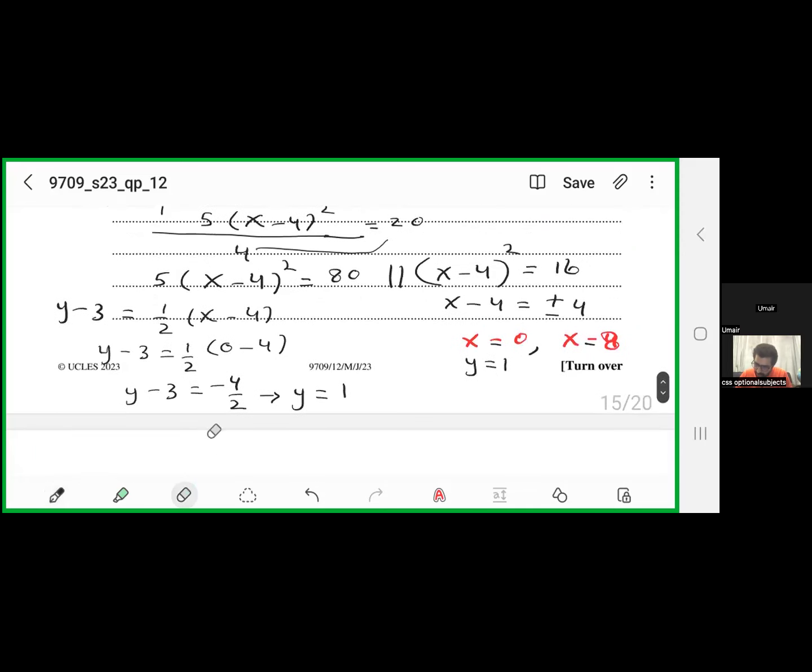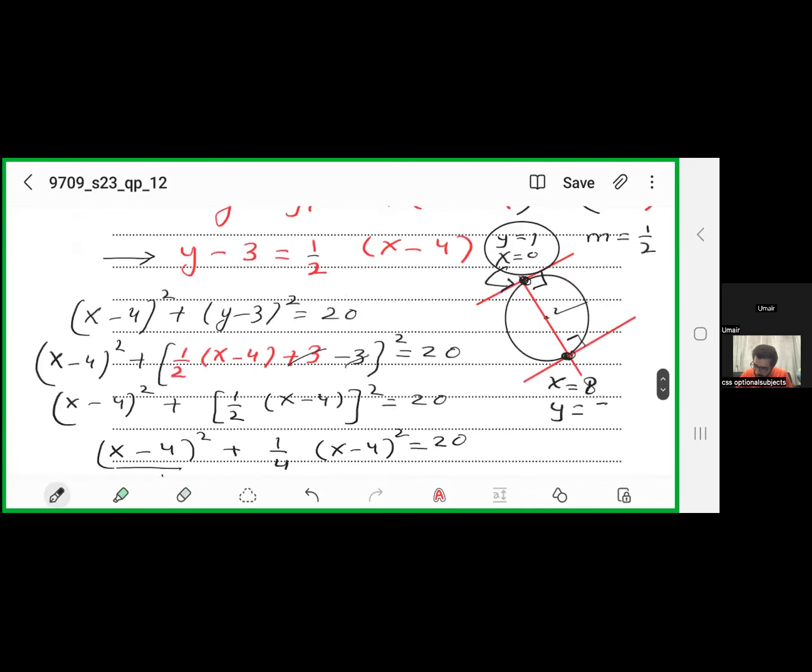Now use x equal to 8 in this equation. 8 minus 4 is plus 4. So that will be equal to 5. So when x is 8, y is 5. These are the second point of intersection of the diameter and tangent.